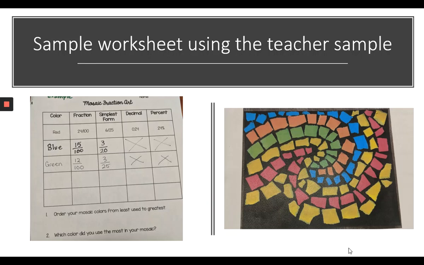Then I went back in and counted the blue pieces. There are 15 blue pieces of paper. So I wrote the fraction 15 over 100. The simplest form of that is 3 over 20. I got that by dividing 15 by 5 and dividing 100 by 5. Then, just for another example, I did the green one and so on. So you'd go through and count each color, analyze your fractions, and then answer the questions.